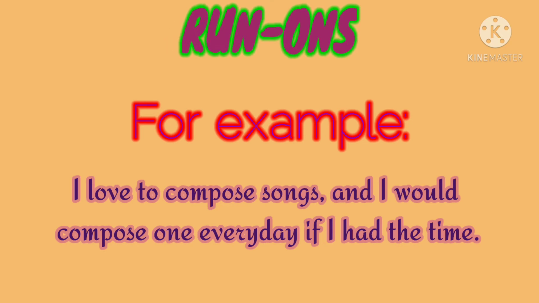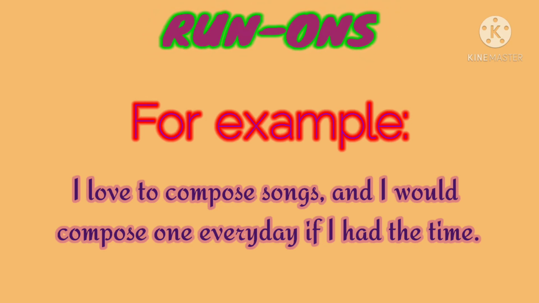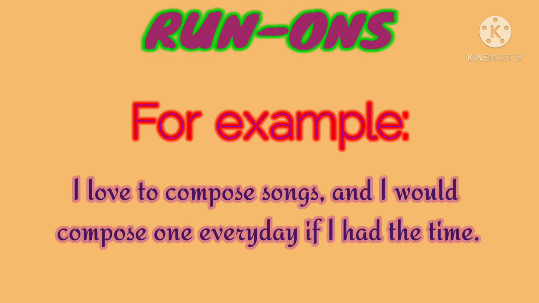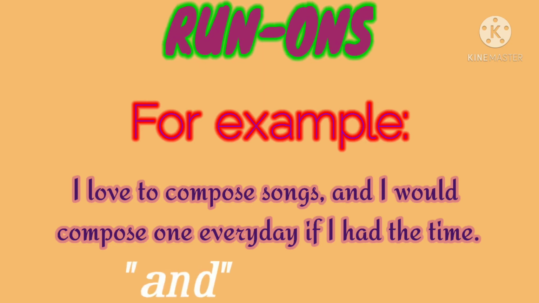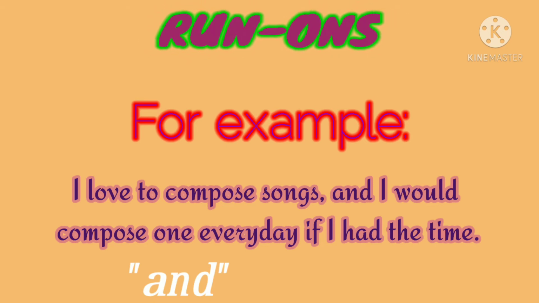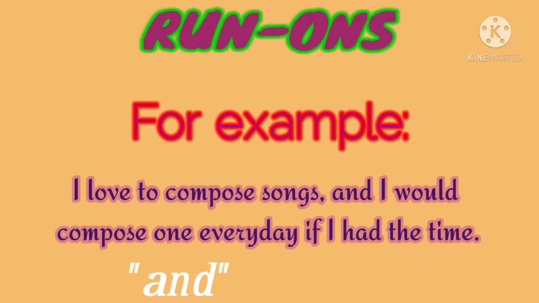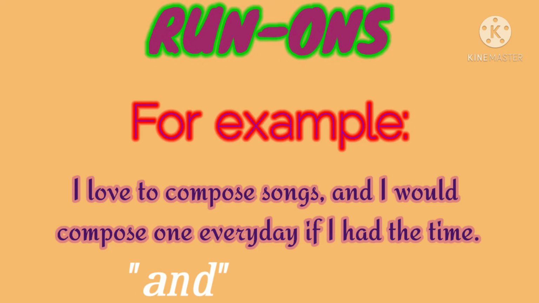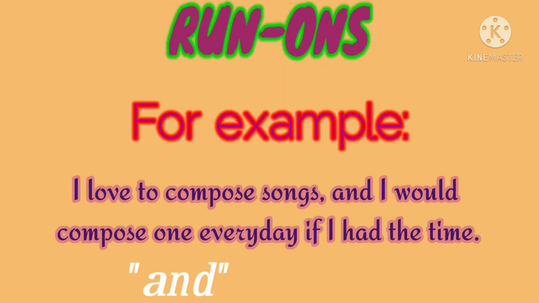So in this example, you use a comma after the first sentence and a coordinating conjunction, which is and, next to the comma and followed by the second sentence, in which case it is not confusing to read.